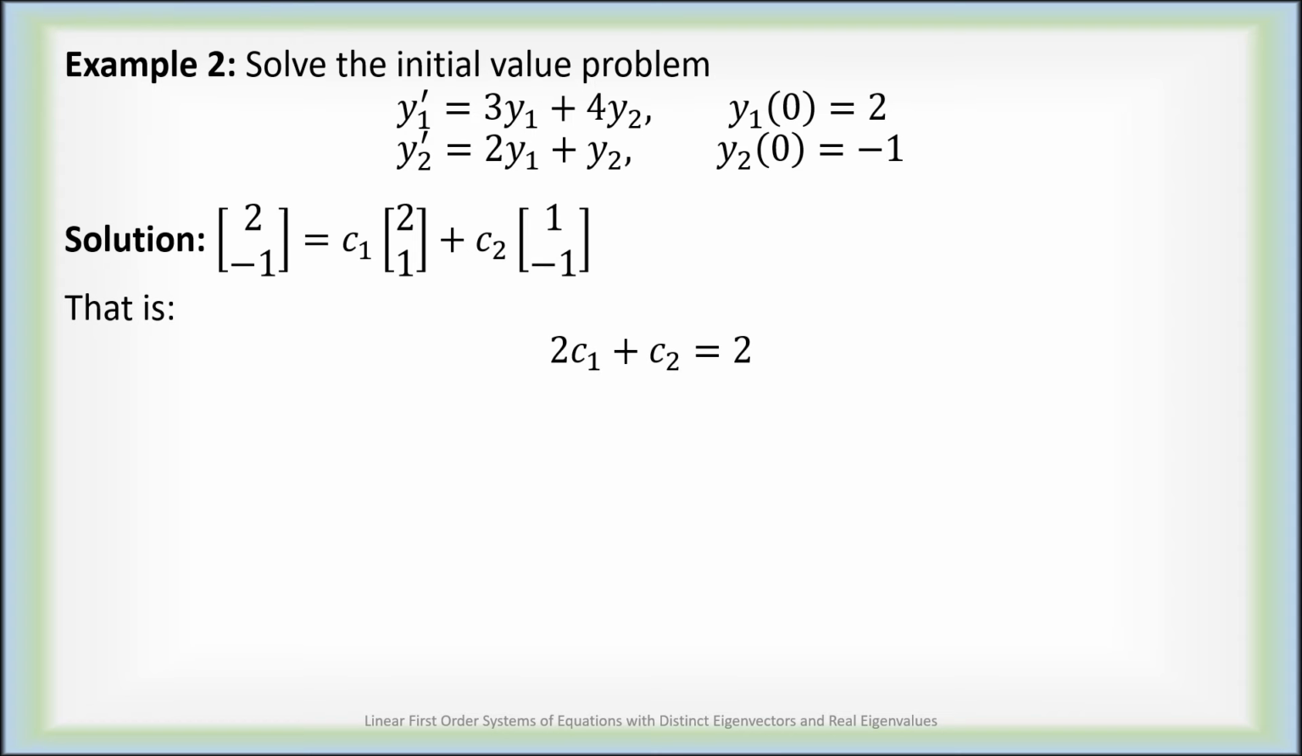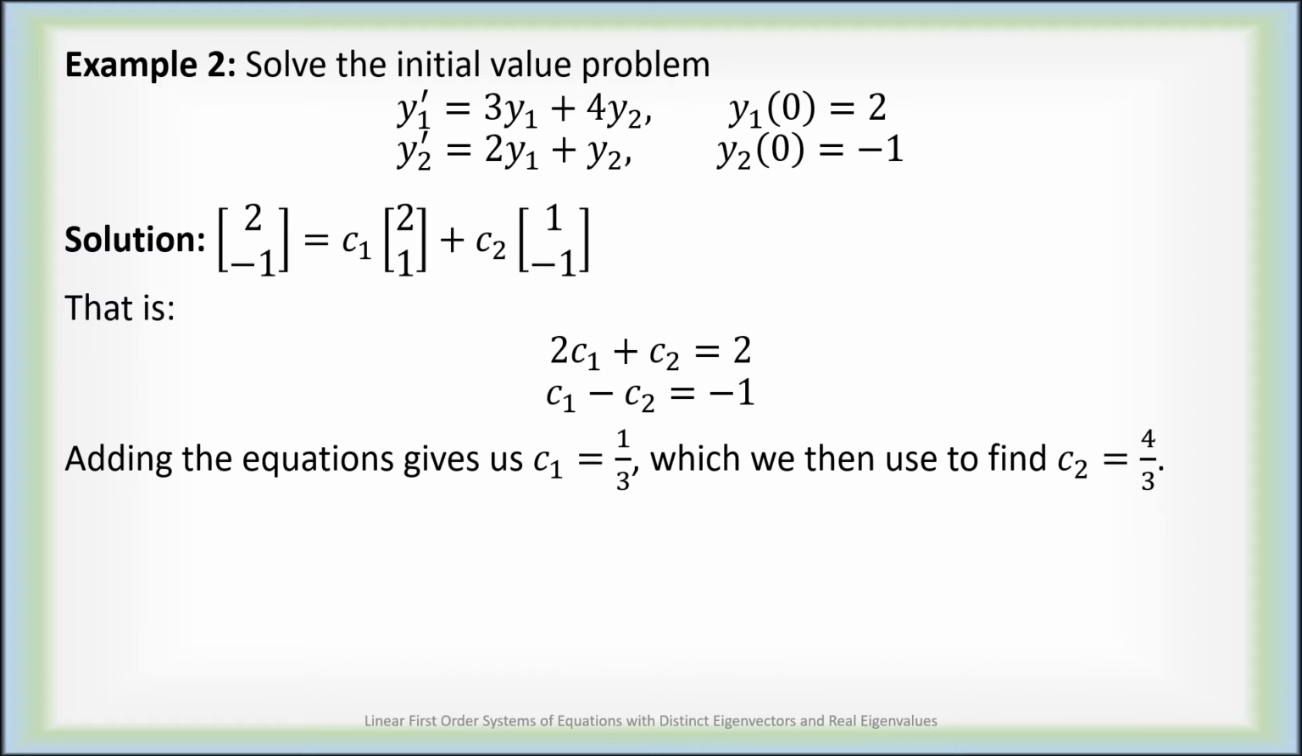In the first row, we get 2c1 plus c2 must equal 2. And in the second row, we get c1 minus c2 must equal -1. Now observe that the c2s can pretty quickly be canceled here. So if we add the two equations together, we can quickly solve that c1 must be a third. Then in either equation you want, with c1 equals a third, then c2 must equal 4/3.